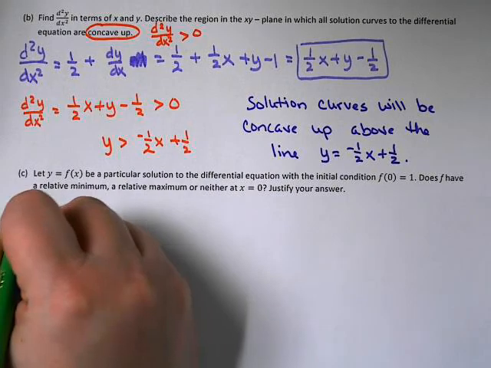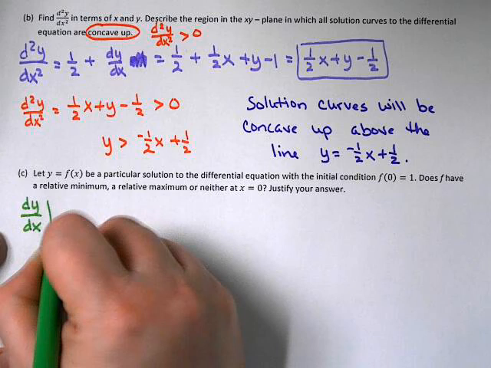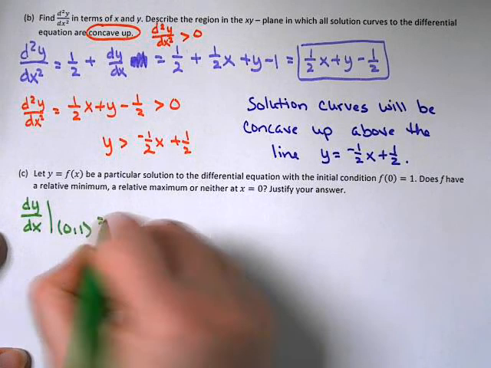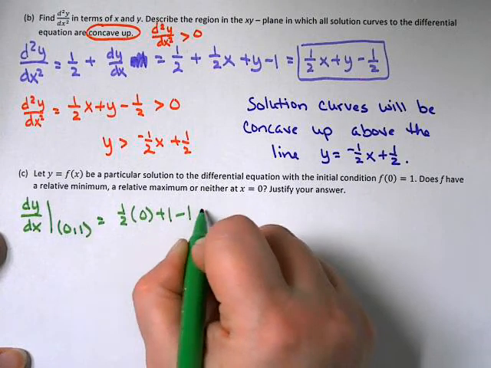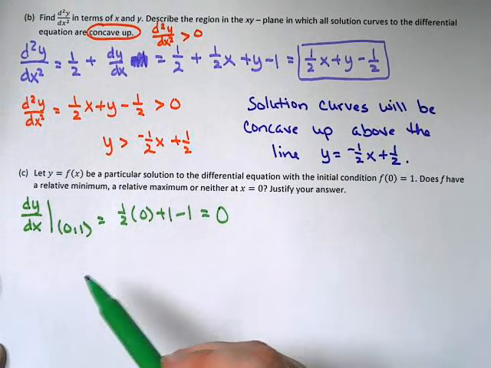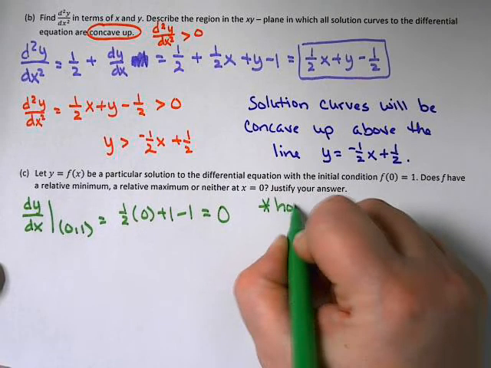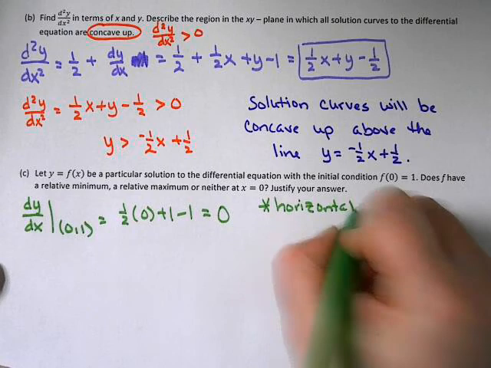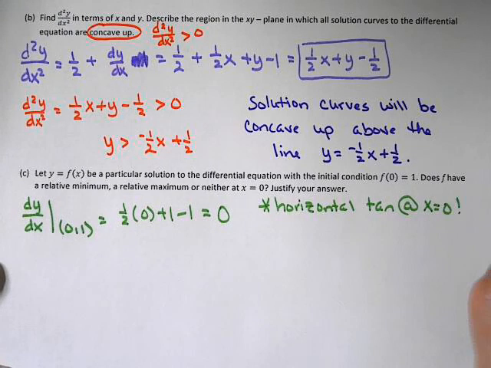So we're going to look at our first derivative, dy dx, and we're going to evaluate it at the point 0, 1. So that means we're going to have 1/2 times 0 plus 1 minus 1. And we get that the first derivative is equal to 0. Well, we know that anytime the first derivative is equal to 0, we have a horizontal tangent. So we have a horizontal tangent at x equals 0. That's important because we know that there's going to be a min or a max there. We know that there's going to be something special.